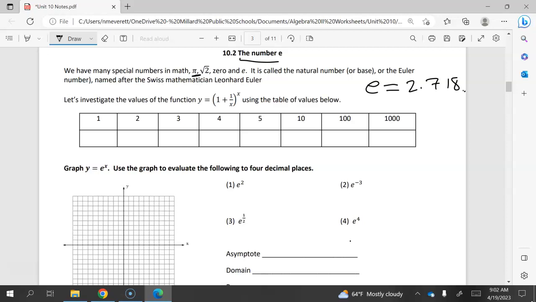And basically how we get that is we take this equation right here, 1 plus 1 over x, to the x. It's similar to the equations we were doing up top there. And basically you just plug bigger and bigger numbers in for x. We're not going to do that here, but if you plug big enough numbers in for x, you will eventually get that e number. Okay?